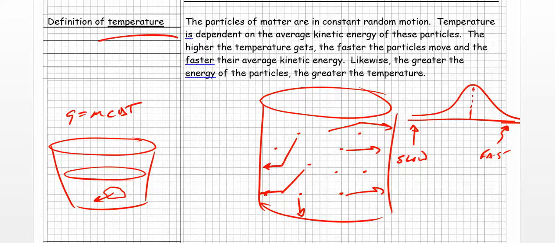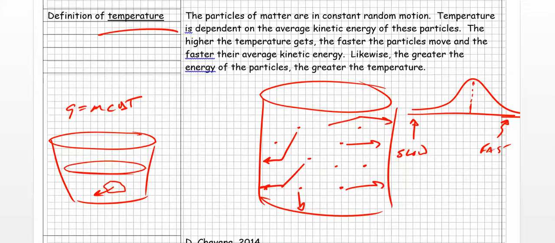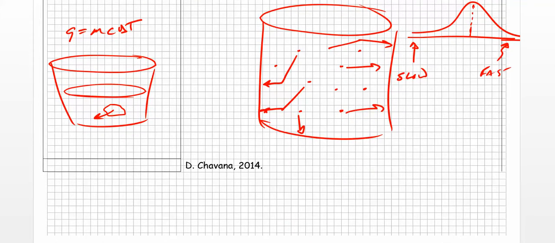So temperature is dependent on the average kinetic energy of these particles. The higher the temperature gets, the faster the particles move and the greater the average kinetic energy. Likewise, the greater the energy of the particles, the greater the temperature, right? So temperature is really a manifestation of kinetic energy. The greater the kinetic energy, the greater the movement. The greater the movement, the greater the temperature.